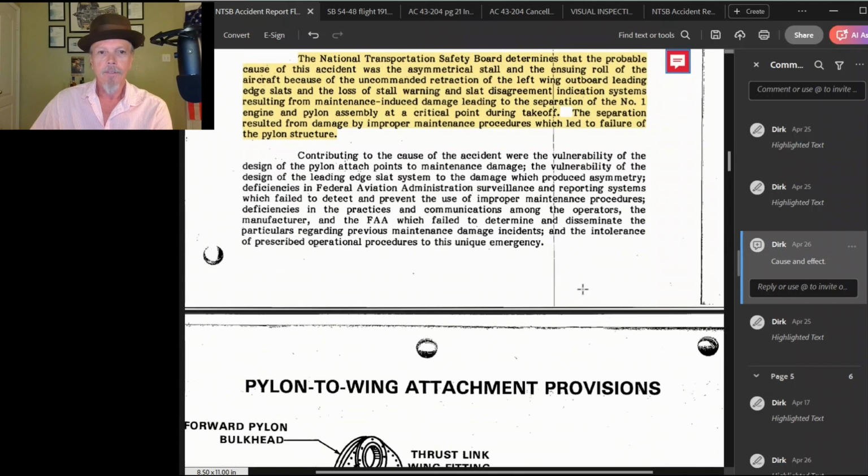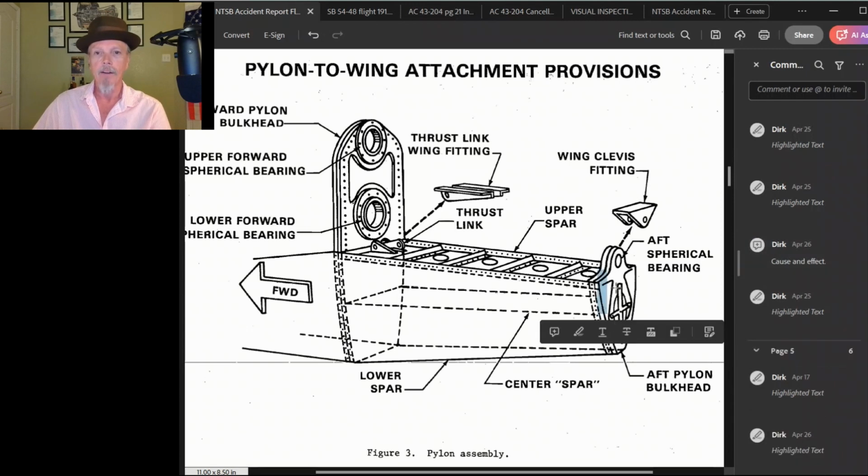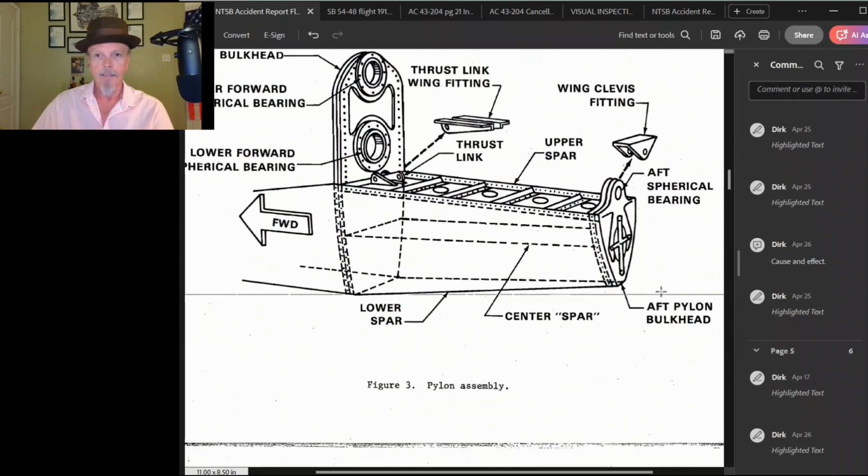So let's move further down. This is a diagram of that pylon section. So this aft section here, this is the aft bearing that the service bulletin calls out to be changed. The wing clevis, this is attached to the bottom of the wing where this goes in there. This is the bulkhead area here. So this is what we're looking at.